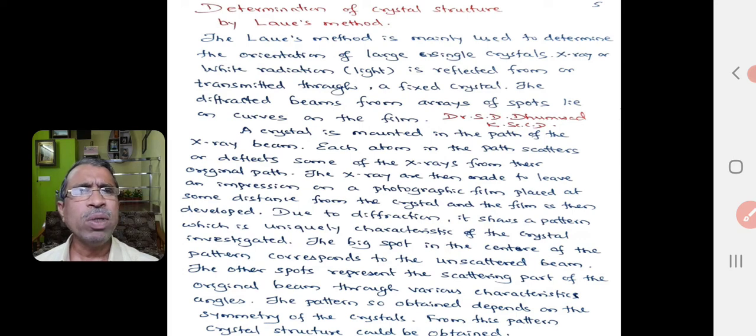A crystal is mounted in the path of the X-ray beam. Each atom in the path scatters or deflects some of the X-rays from their original path. The X-rays are then made to leave an impression on photographic film placed at some distance from the crystal, and the film is then developed. Due to diffraction, it shows a pattern which is uniquely characteristic of the crystal investigated.